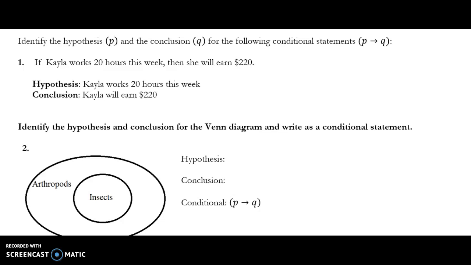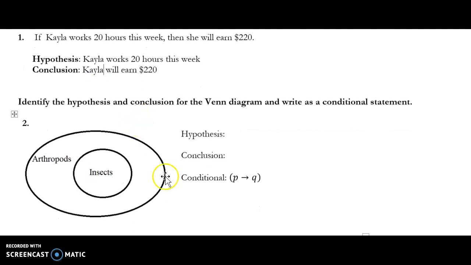Okay. For a Venn diagram, the hypothesis is always there. The conclusion is there. It's outside. Okay? So let's go ahead and think about what this is. So for our hypothesis, we're talking about insects and arthropods. Now arthropods are a bigger group than insects because arthropods contain insects.